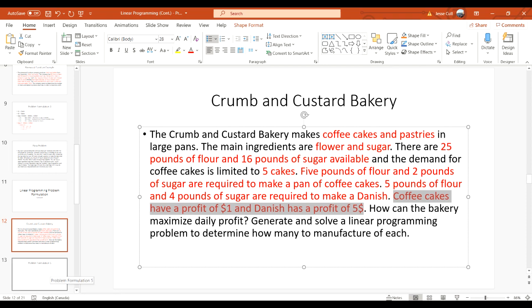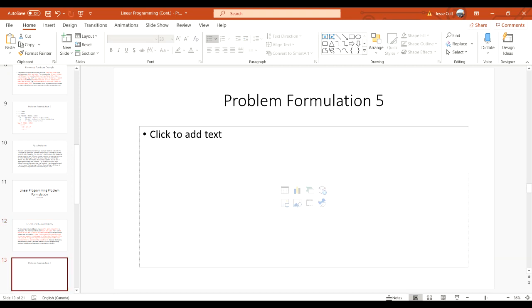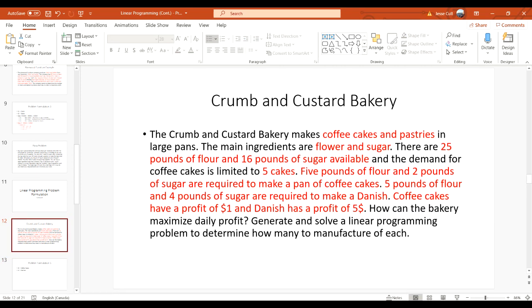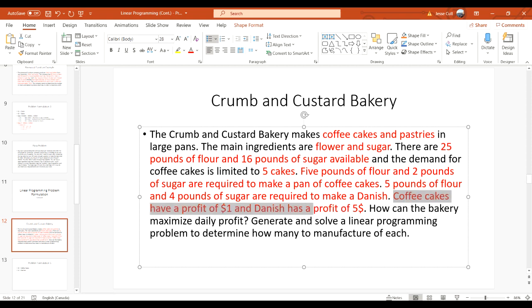All right, let's begin formulating our problem. They make coffee cakes and pastries. That's what we're trying to determine. So X1 equals coffee cakes, X2 equals pastries. And again, when we create our objective function, we have to see how these coffee cakes and pastries relate to income or profit in this situation. So coffee cakes have a profit of $1 and Danish have a profit of $5.